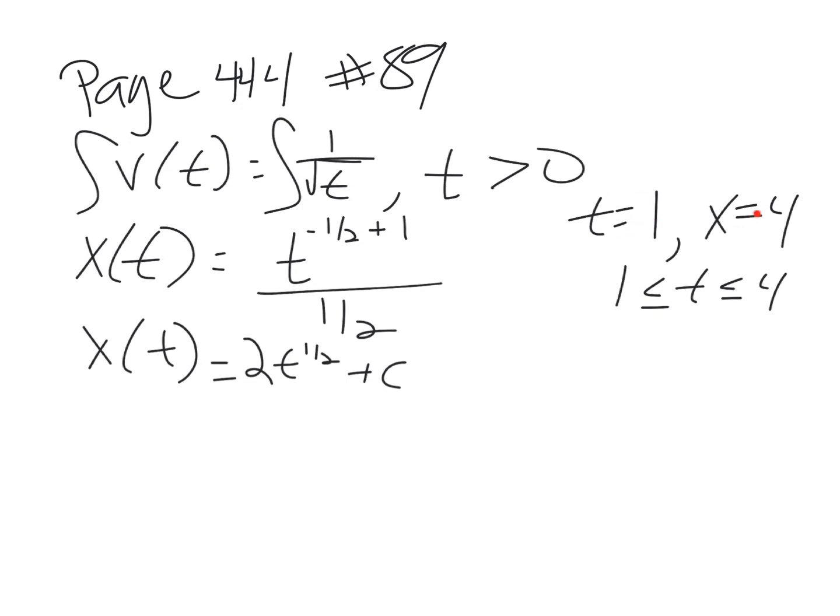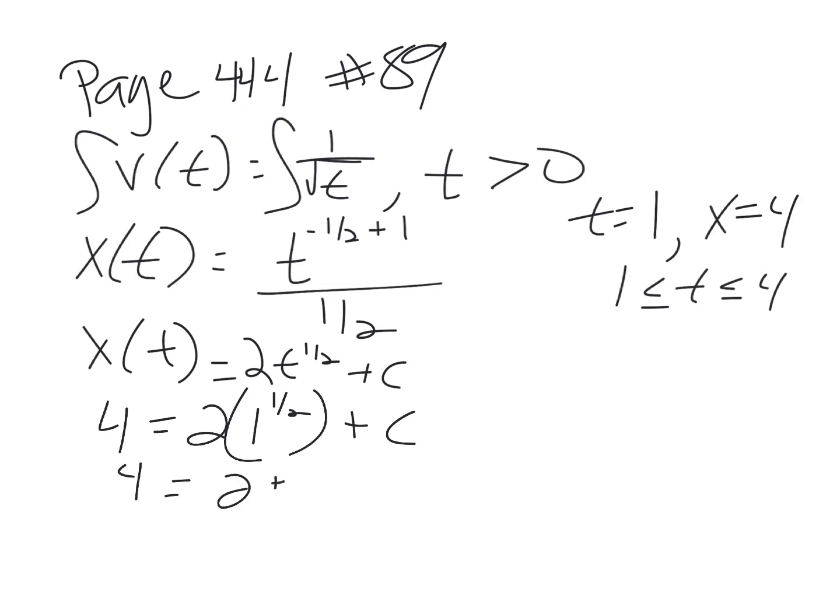When t is equal to 1, your output's 4. So I put 1 in. If I put 1 in, I should get an output of 4. So 1 to the 1/2 is 1, times 2 is 2, so c is 2, because if we add 2 to 2 you get 4. So your position function is this.